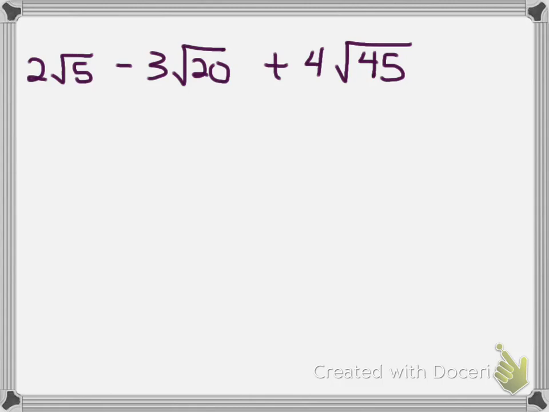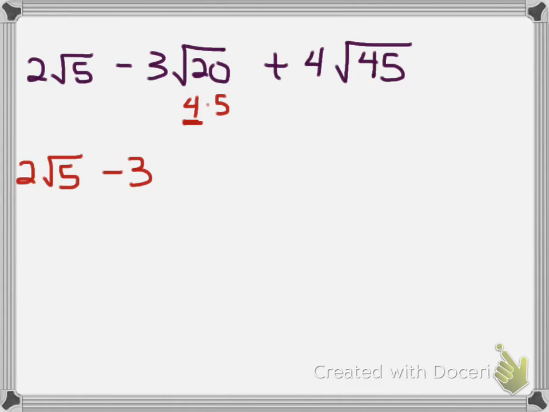5 can't be broken up at all, so I'm going to have to just leave that the same. 20 can be broken up. I can write that as 4 times 5. Do I know the square root of 4? Yes. So you have to be careful with how you write this. I'm going to just copy down that 2 root 5 so I don't forget it. Now the minus 3 on the outside is just a minus 3 on the outside. There's nothing you can do about that.